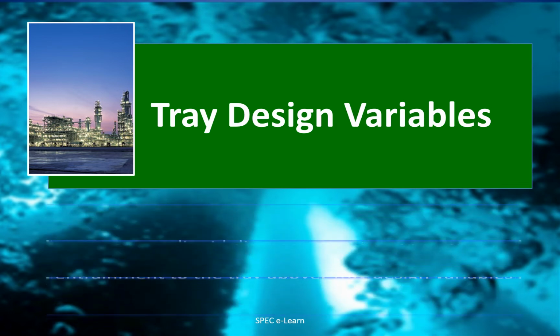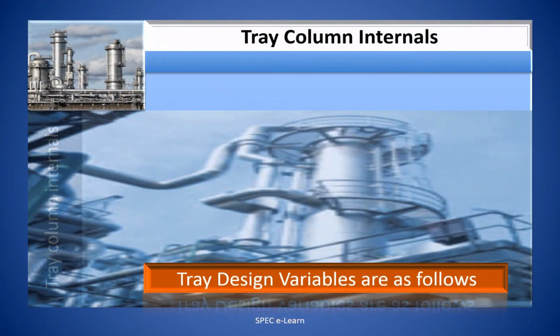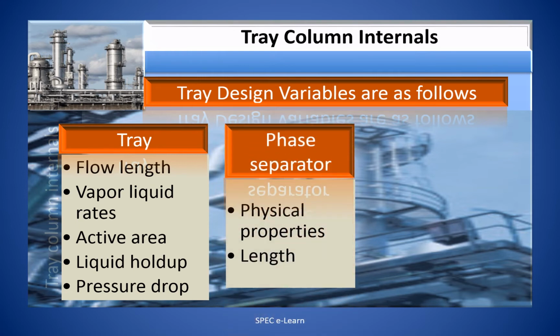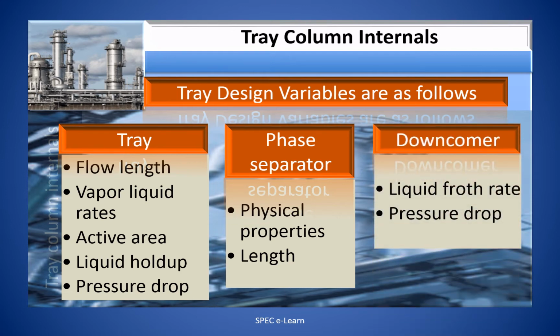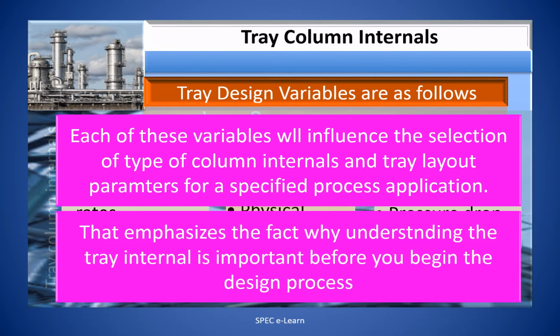The tray design variables are as follows. Tray design variables which will impact the three different sections of the tray are, for the tray, flow length, vapor and liquid rates, active area, liquid holdup, and pressure drop. In case of the phase separator, physical properties and length of the separator. In case of the downcomer, liquid froth rate and pressure drop. Each of these variables will influence the selection of the type of column internals and tray layout parameters for the specified process application. That emphasizes why understanding the tray internals is important before you begin the design process.